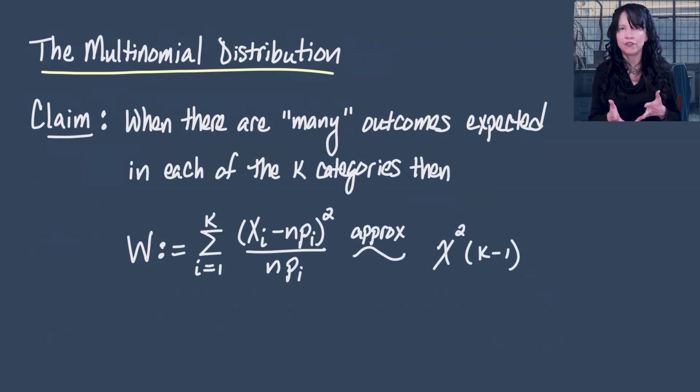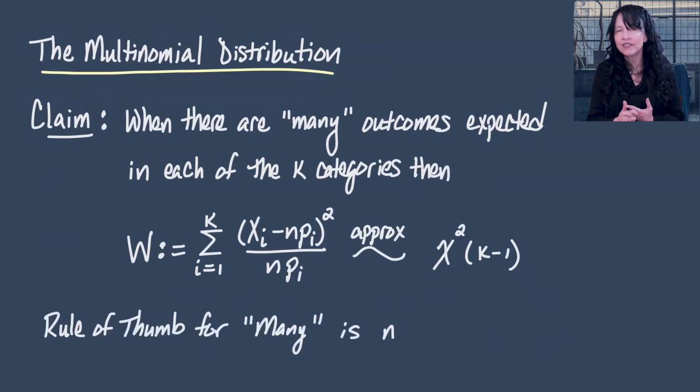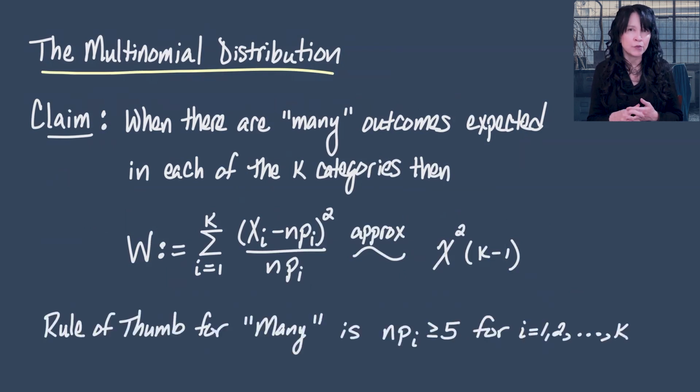By the way, the rule of thumb for many outcomes distributed into the categories is not really that n itself is large. That's not enough to say n is greater than 30. The rule of thumb that's generally considered safe is for the expected number to fall into each of those k buckets to be at least 5. So n times p sub i is greater than or equal to 5 for all i equals 1, 2, up through k.